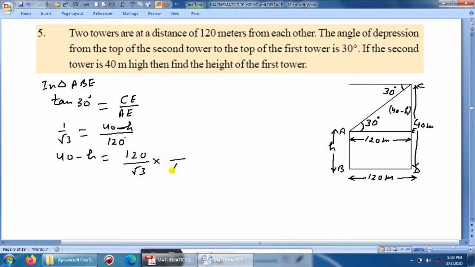Now multiply by root 3 in denominator and numerator also. So it becomes 120 into root 3 upon 3. It is 40 minus H. So 3, 4 is 12, 40 root 3. So what will happen?